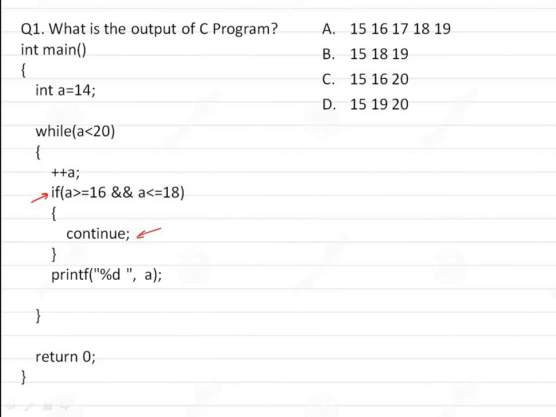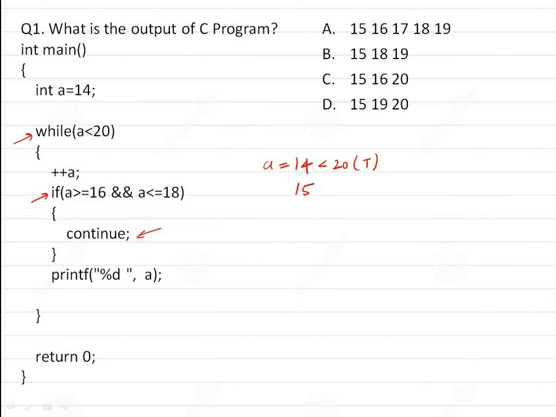Initially we have this variable a that is equal to 14, and this while loop will be executed as long as the value of a is less than 20. So one by one we will check whether 14 is less than 20. This is true, so the loop is executed. Since we enter the loop, the first statement is ++a, so the value of a becomes 15.